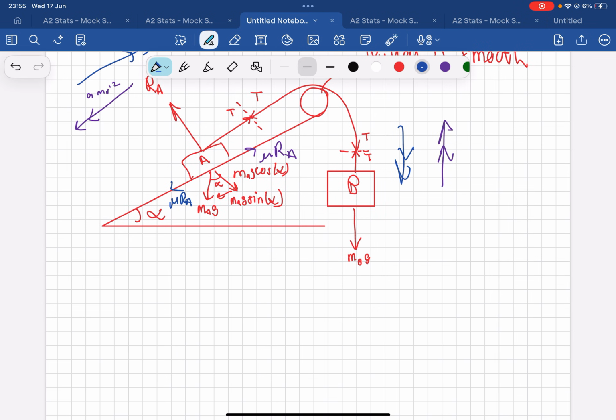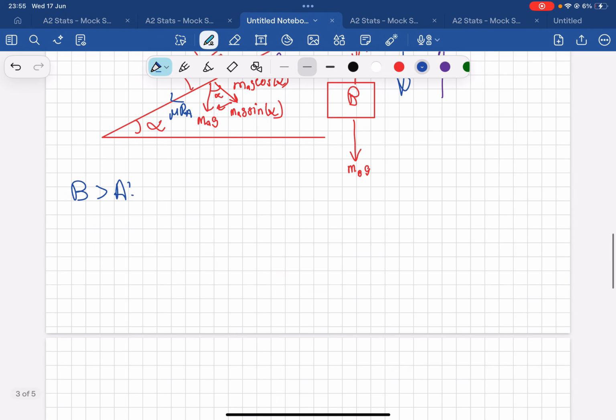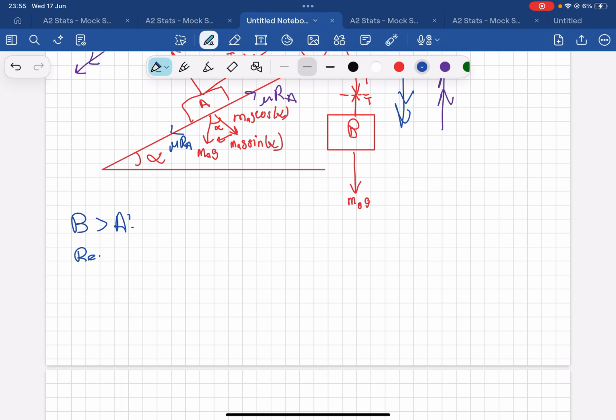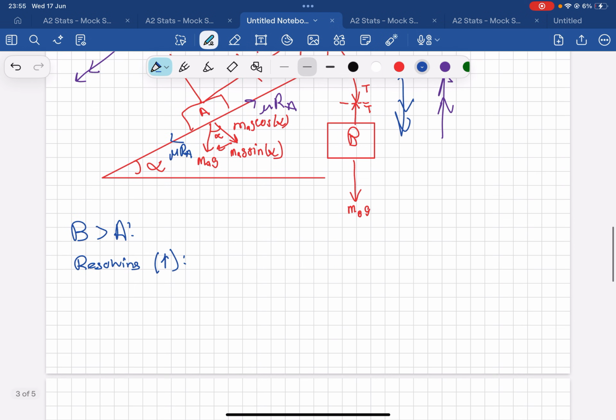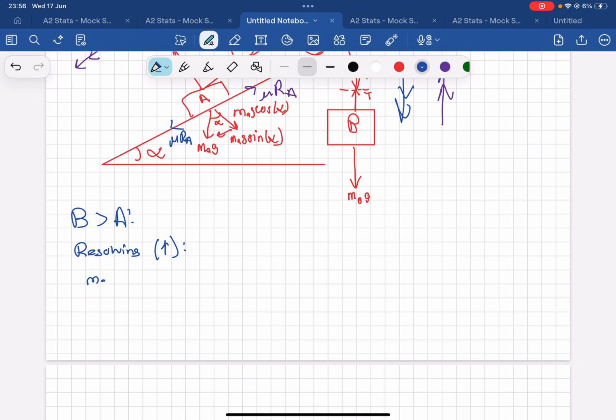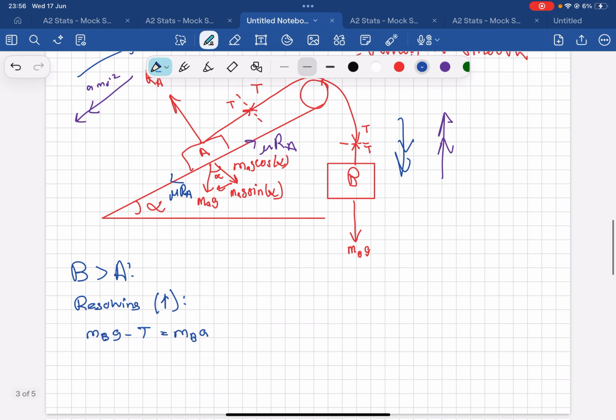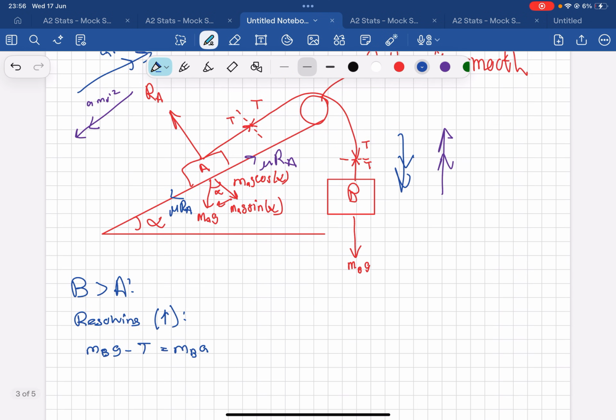So let's take one case when B is greater than A. Resolving vertically, we said B is greater than A, so we're going downwards. We've got MBG minus T equals MBA. Now, since the string is inextensible, we can say that the acceleration for mass A and mass B are the same.